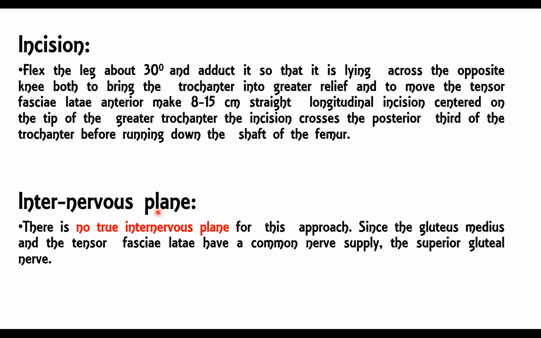In this approach, there is no true internervous plane. In the anterior approach, we have a true internervous plane. In this, there is no true internervous plane because the approach is between the gluteus medius and tensor fascia lata. Both are supplied by a common nerve supply. These two muscles, we all know, are supplied by the superior gluteal nerve. These are the abductors. Okay.